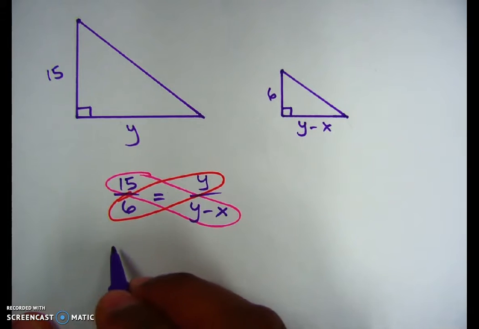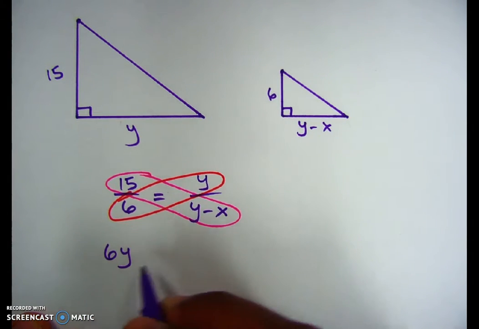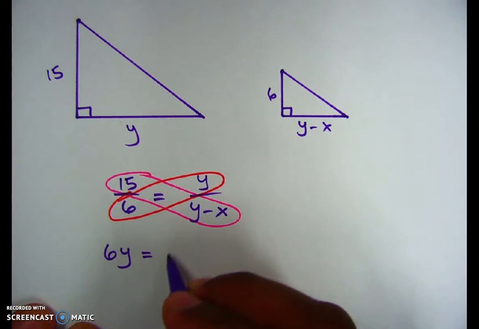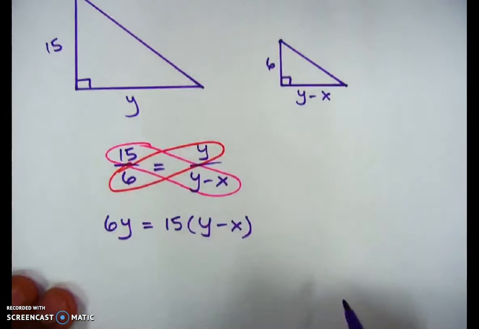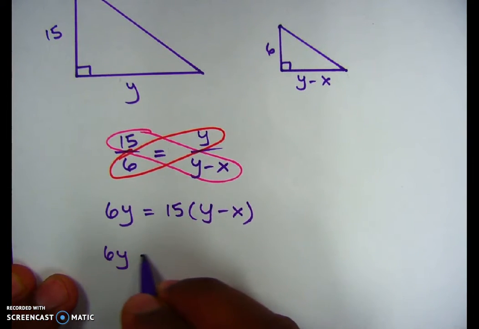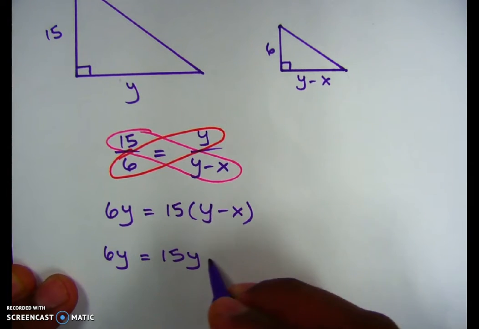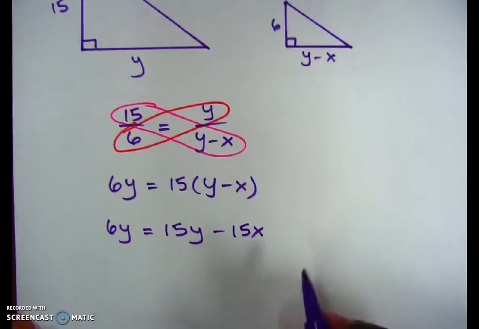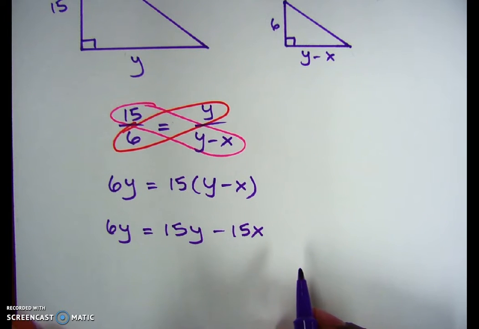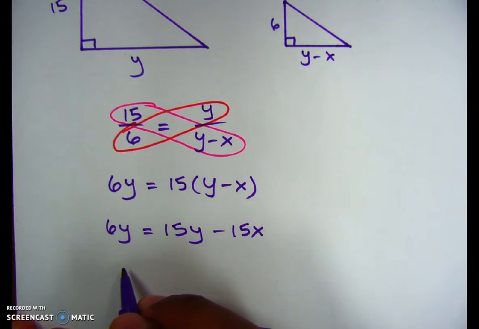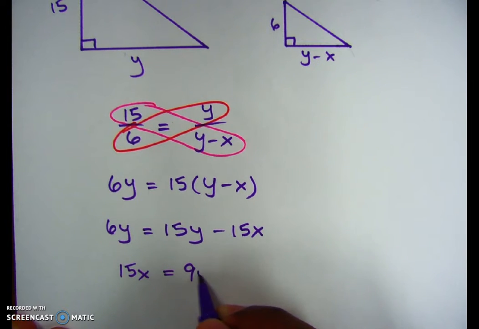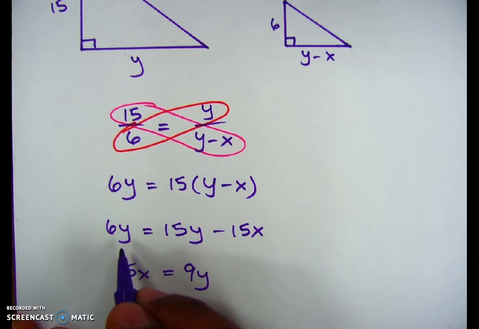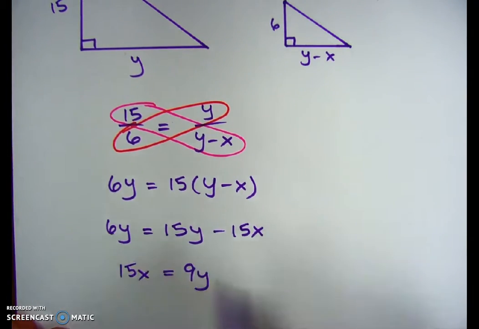And we now have 6y equals, it's going to be the distributive property. So you have 15 times y minus x. So it's pretty much 6y equals 15y minus 15x. Okay. So what we have is 15x equals 9y. All I did was I added the 15x and I subtracted 6y.